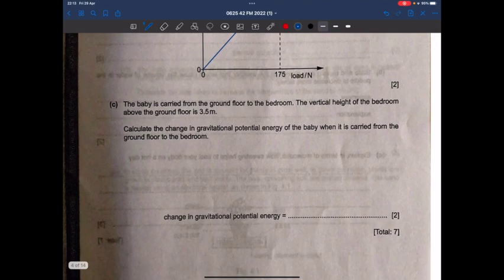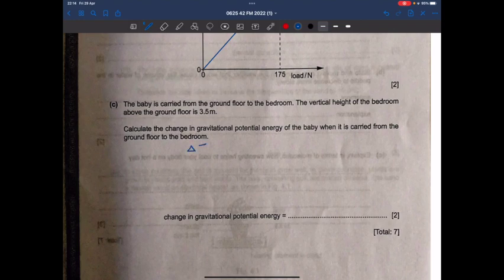The baby is carried from the ground floor to the bedroom. The vertical height of the bedroom above the ground floor is 3.5 meters. Calculate the change in gravitational potential energy of the baby when it's carried from the ground floor to the bedroom.